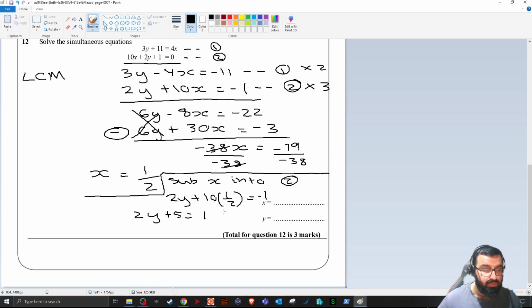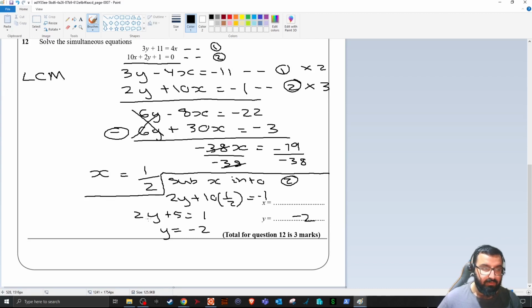I'm going to do this all in one go. So minus 1 take away 5 is minus 6, and if I divide by 2 on both sides following this, it's going to be minus 6 divided by positive 2, which is minus 3. So y therefore equals minus 3. I'm hoping everyone's followed my explanation of this linear equation.